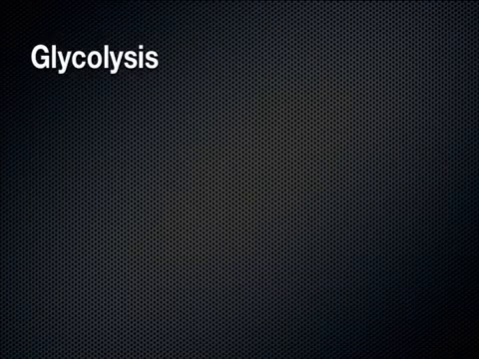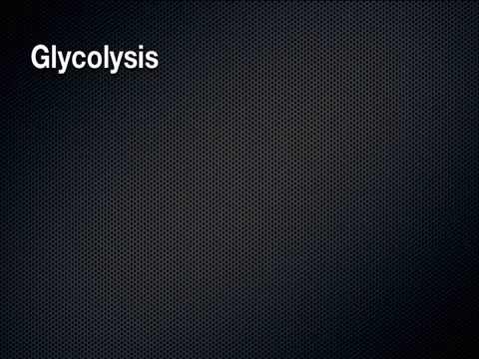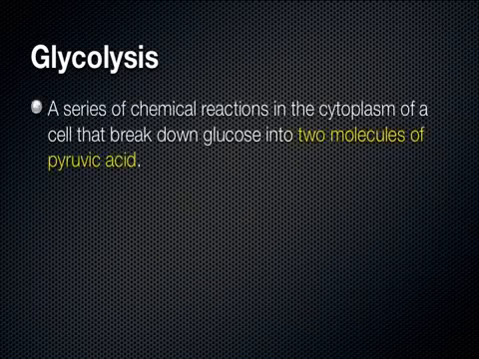Glycolysis. We're going to talk about some details. I'm going to tell you what the important details are for you to learn at this point. First thing you want to know is that it's a series of chemical reactions in the cytoplasm. What is the cytoplasm? It's the fluid inside the cell. All right, good. So we're in the cytoplasm of the cell, and we're breaking down glucose and ending up with 2 molecules of pyruvic acid. So we're starting with glucose, and we're ending with pyruvic acid. What are we ending with? Pyruvic acid. You guys are on point.